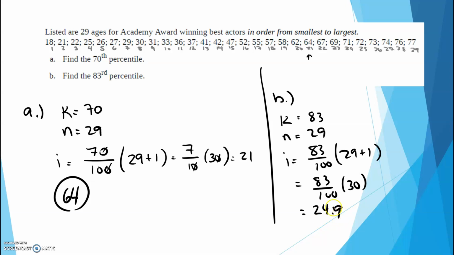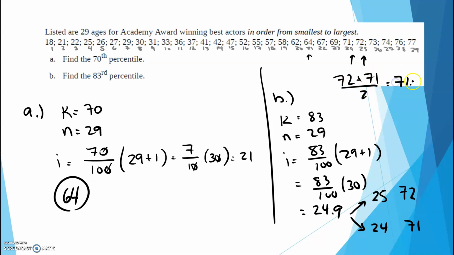Because this is not an integer, I've got a decimal here. I've got to round up to 25 and down to 24. So I need the 25th and 24th number. Okay, so the 24th number is the 71, and this is the 72. Now I need to take the average of these two numbers. So 72 plus 71 divided by 2, or 71.5. And that is the 83rd percentile.